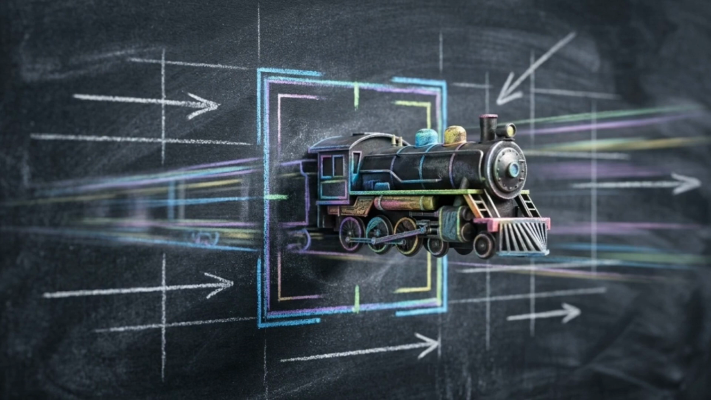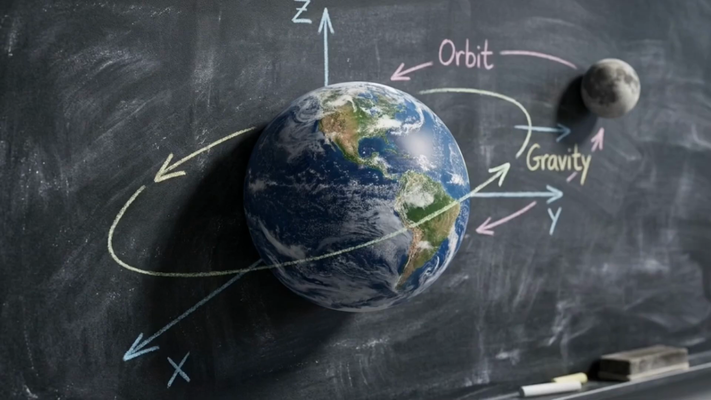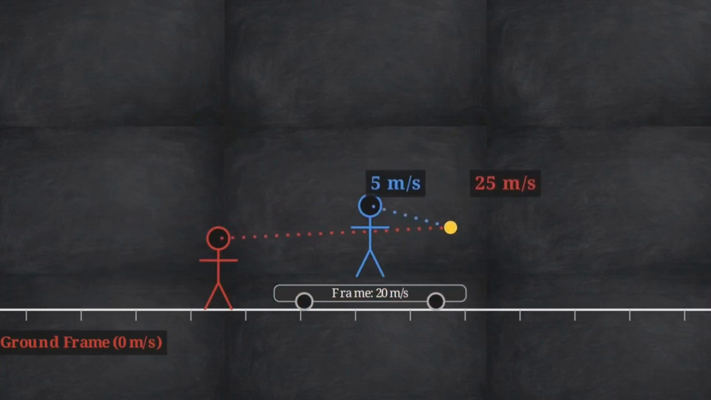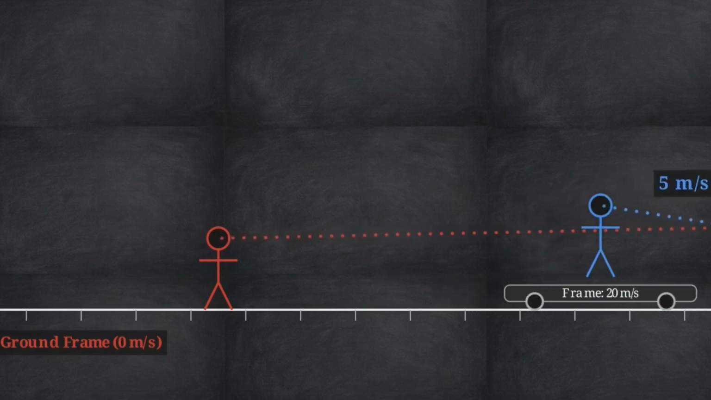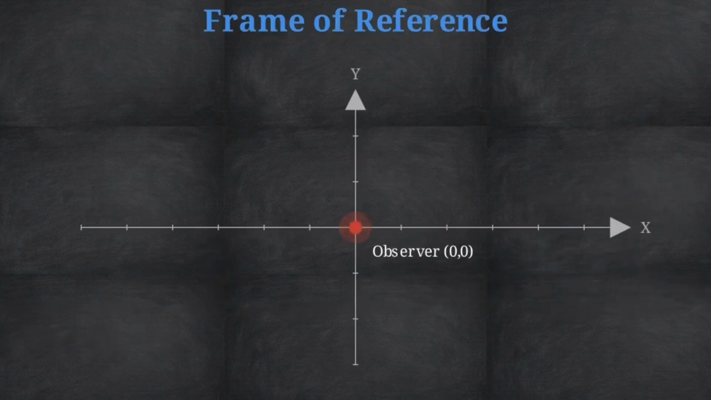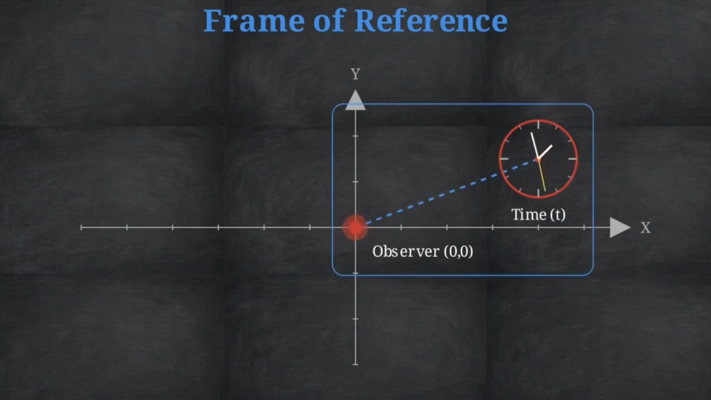Absolute motion is a mathematical illusion. There is no such thing as being truly at rest. How fast an object is moving depends entirely on the vantage point of the person measuring it. In kinematics, we call this vantage point a frame of reference, a specific coordinate system paired with a clock that an observer uses to measure the world around them.